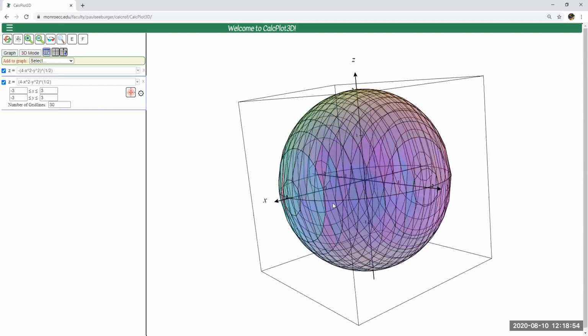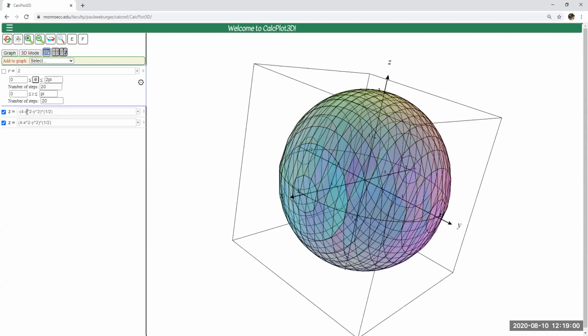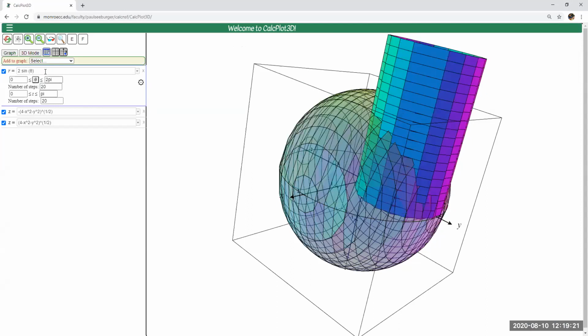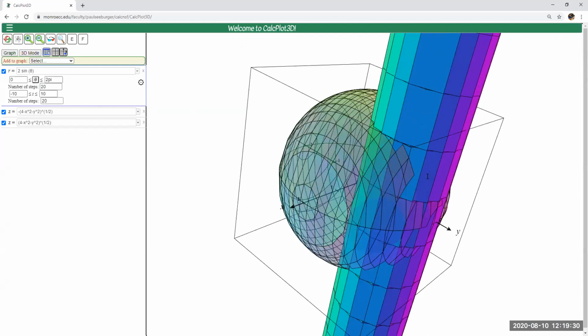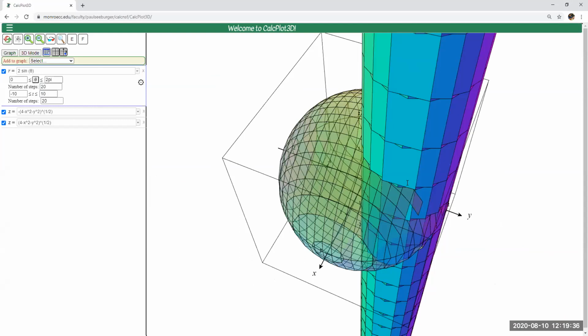So this is our sphere. We can see the sphere here. Now we have one more thing. We have a function r is equal to 2 sine of theta. How can I write theta? Does it understand if I write theta? Oh yeah, it does. And z is, say, between minus 10 and 10. So as you can see, this cylinder would cut something from this sphere, right?